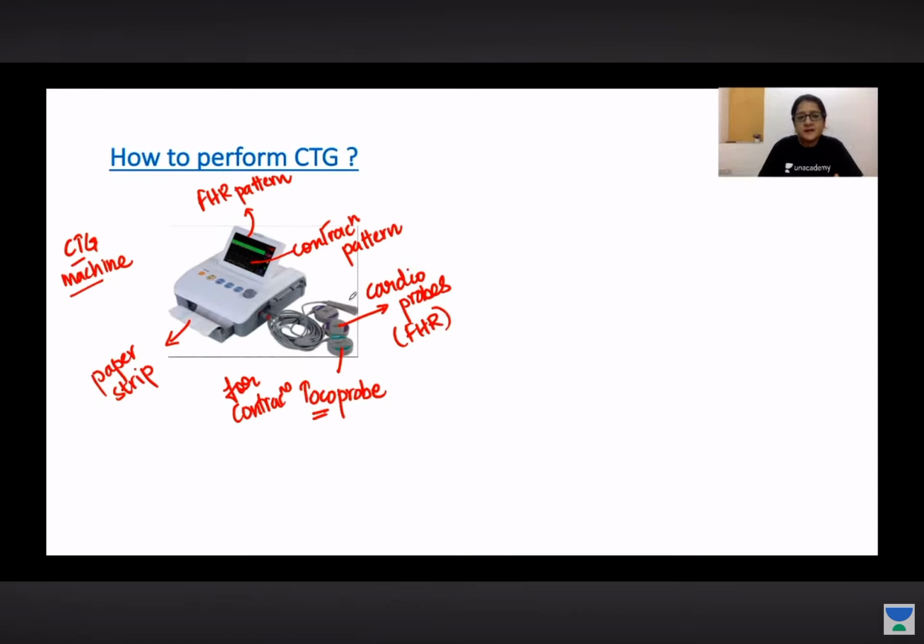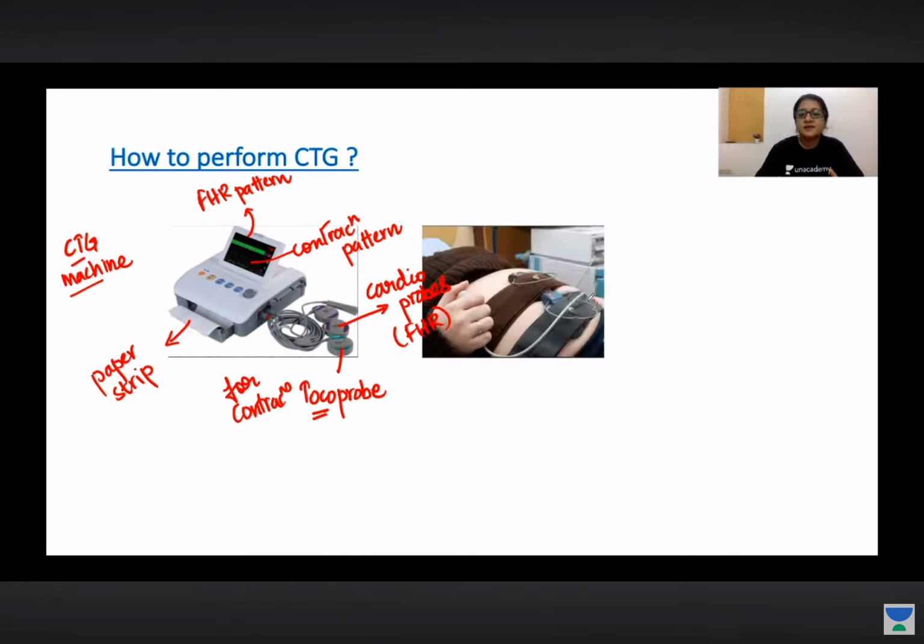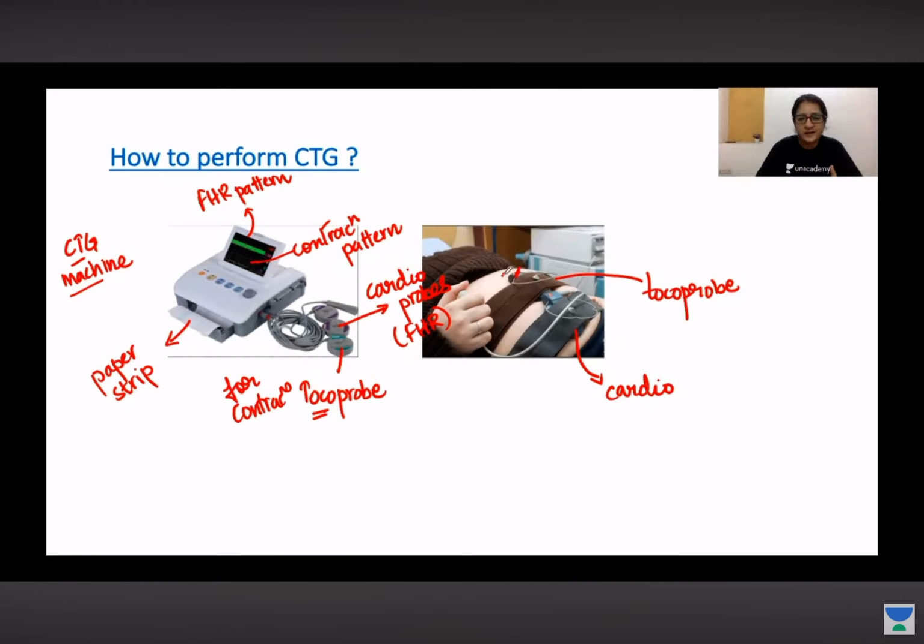So this is the CTG machine that is used to perform the monitoring of the fetal heart rate and the contraction pattern, right? And you can see here in this figure here on this inset, this is the cardio probe that is attached, right? And this is the TOCO probe that is attached to the woman's abdomen. So the TOCO probe is somewhere near the fundus of the uterus, right here at the top, and the cardio probe is down below where the fetal heart rate is heard at the maximum intensity.